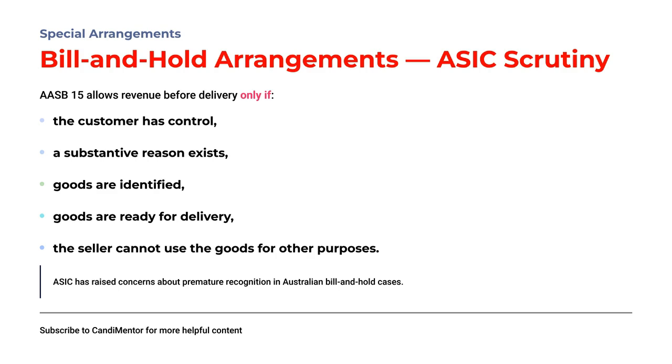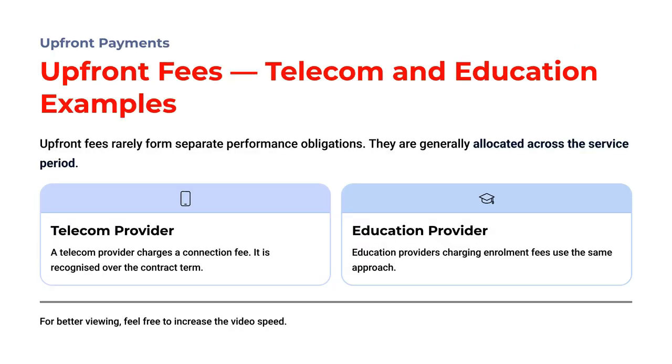Bill and hold arrangements, ASIC scrutiny. AASB 15 allows revenue before delivery only if the customer has control. A substantive reason exists. Goods are identified. Goods are ready for delivery. The seller cannot use the goods for other purposes. ASIC has raised concerns about premature recognition in Australian bill and hold cases.